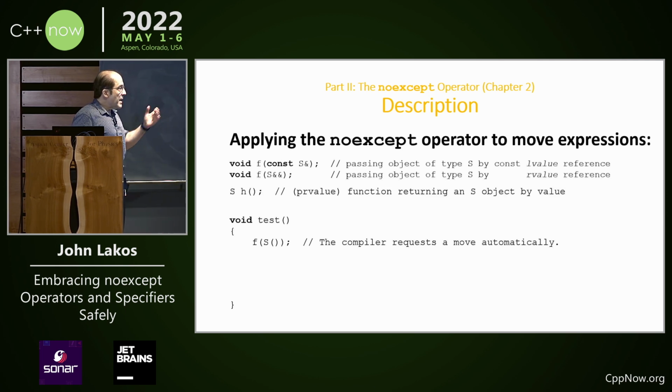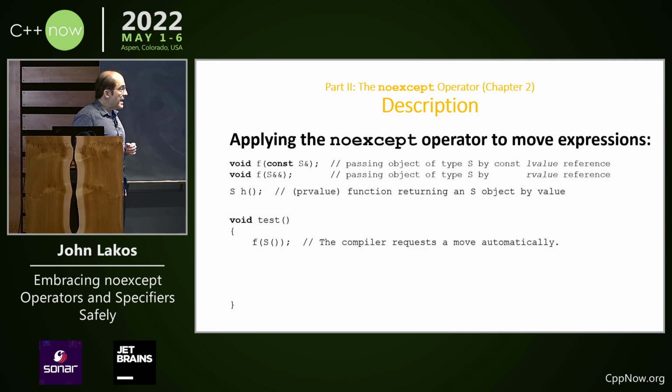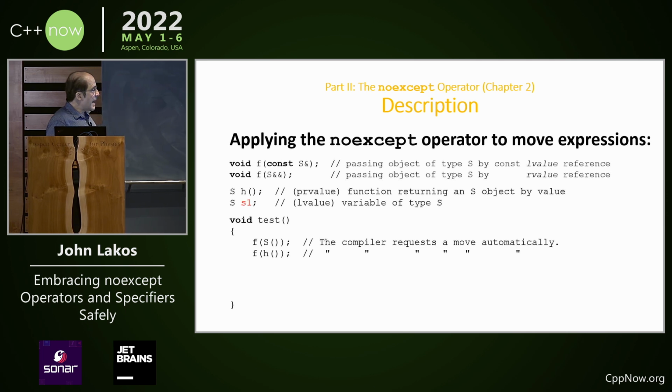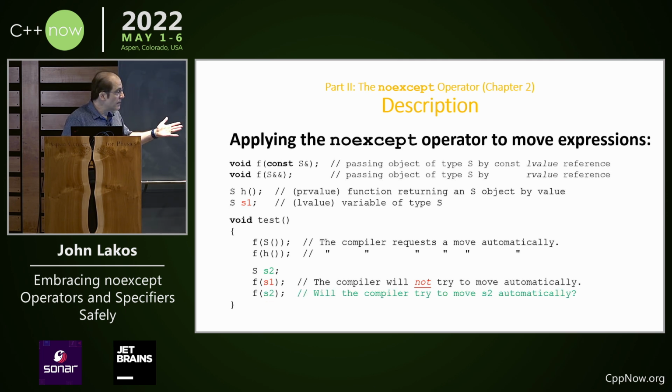Here's an example where we have a function returning an S, and if you look at this, the compiler will do that. Then we say, how about this one, S1? Now we've got a named variable, and we say, is the compiler going to do that? No. And then we say, wait a minute, is the compiler smart? What about this S2? Well, that S2 isn't going to be used anymore, clearly. So certainly it'll do it, right? No, it won't. Will not.